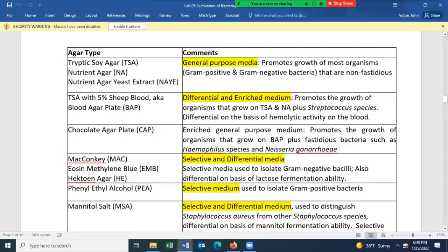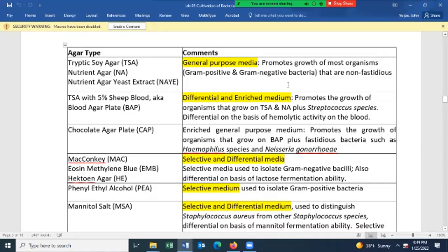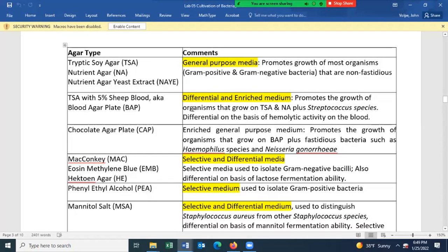So this table shows you the different types of media. General purpose media, which includes TSA and NA. Enriched general purpose media, which includes blood agar and chocolate agar. And then the blood agar is also differential because you can distinguish differences in the hemolytic activity of the cells. So blood agar is differential and enriched. Chocolate agar is only an enriched general purpose media.